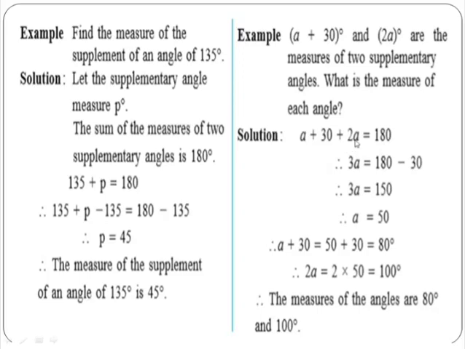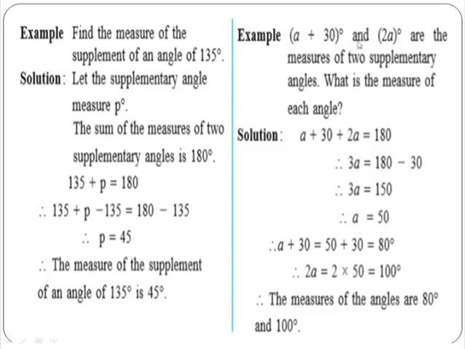Now add the like terms. A and 2a are like terms. 1a plus 2a is 3a. And this 30 is in addition, so on the other side it will come in subtraction. Now 3a is equal to 180 minus 30, that is 150. Now we will divide both the sides by 3. So here 3a divided by 3 is a, 150 divided by 3 is 50. Now you got the value of a.